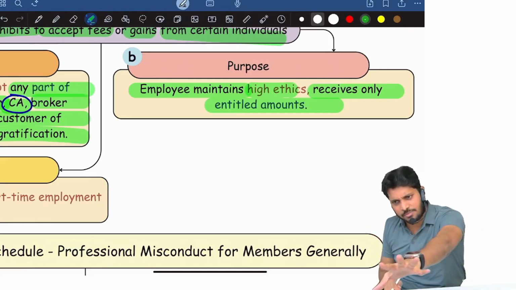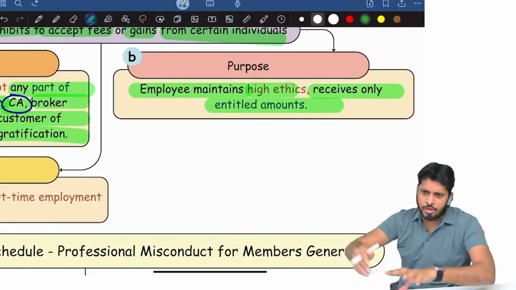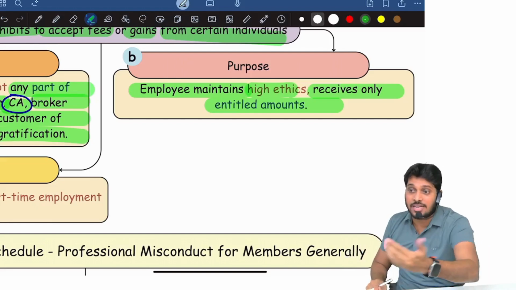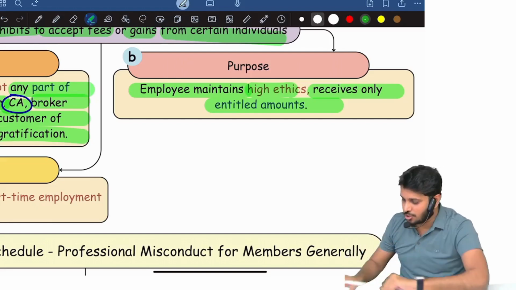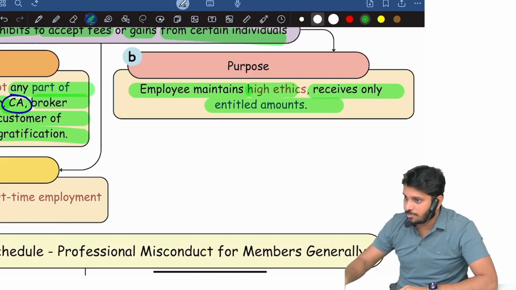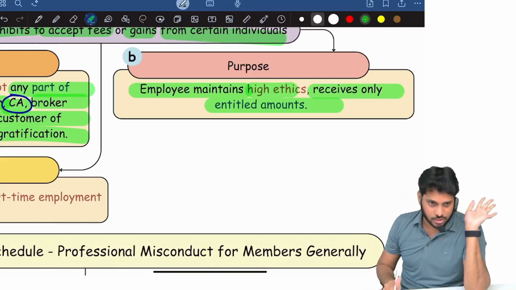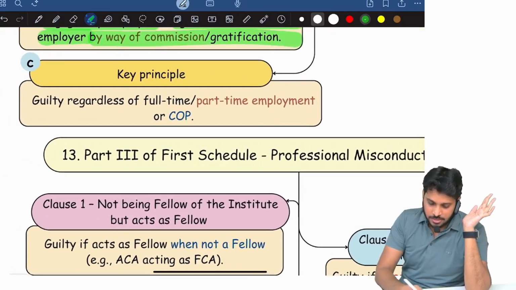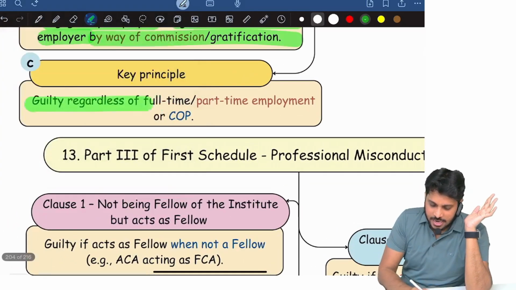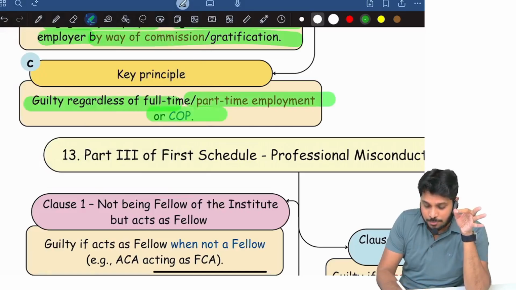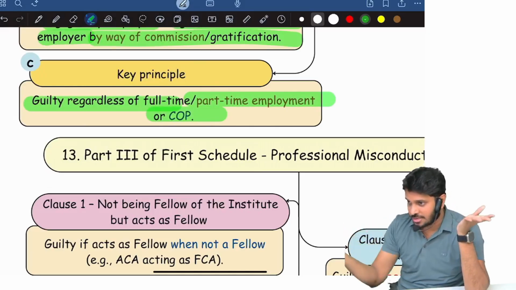Suppose the client itself told you, you refer an internal auditor, you take 10% commission. That comes under emolument, salary. That is permitted, no problem. If the client authorizes it, no problem. If it is unauthorized by the client, a kickback you are getting, that is prohibited. Understood? Next. Key principles: guilty regardless of whether you are a full-time employee or part-time employee, whether you have a COP or not, it doesn't matter at all.